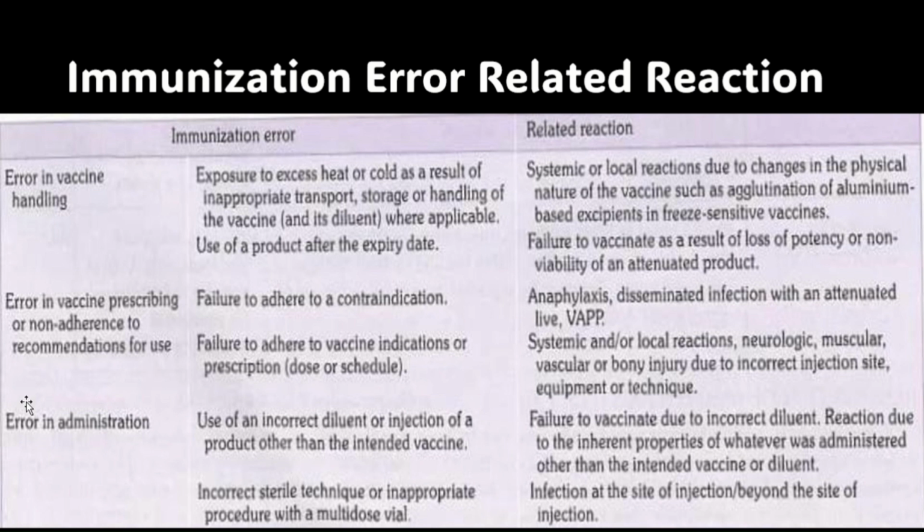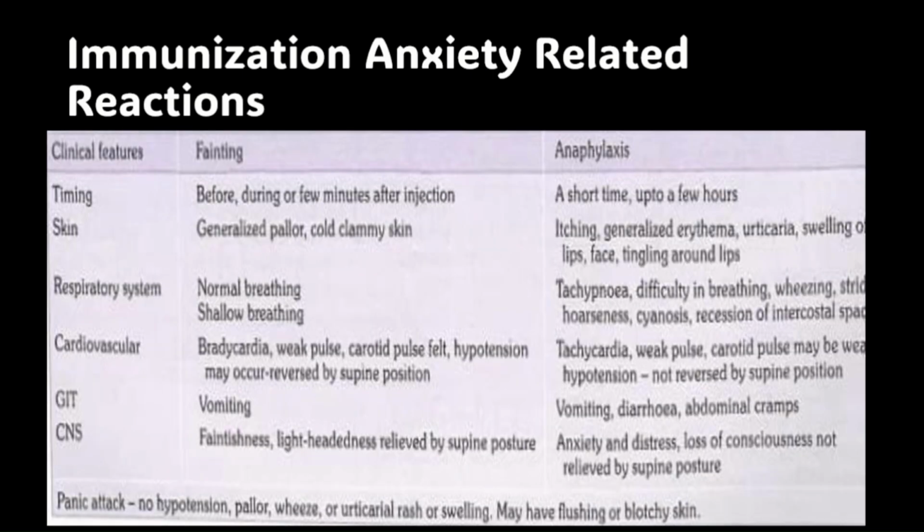And now error in administration. Suppose the sterilization is not done properly, some infections can spread. So this is error in administration. So immunization error means we have error in vaccine handling, error in prescription, or error in administration. Now anxiety related reaction, that is actually just fainting itself.